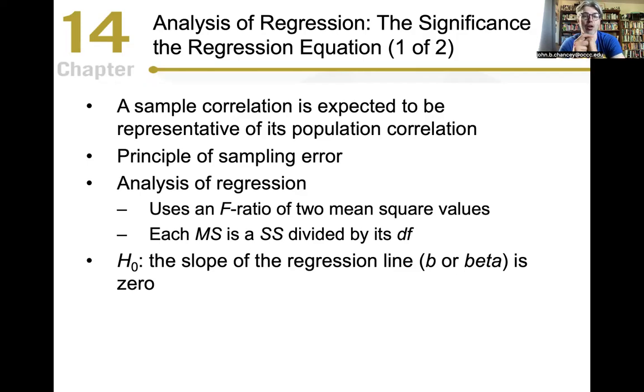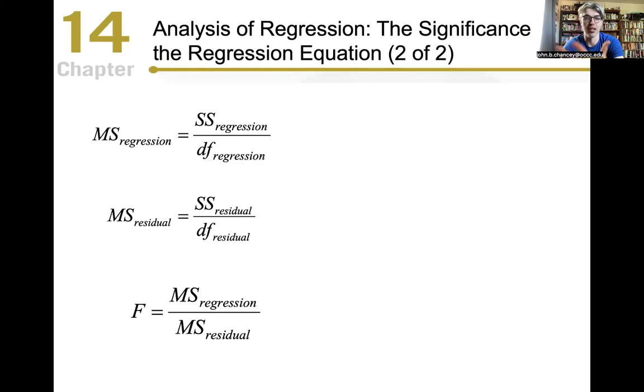So we're analyzing our regression using an F ratio like we did with our ANOVA. And our mean squared is simply our sum of squares divided by its degrees of freedom. What we're saying with our regression line in terms of our prediction, the null hypothesis says the slope of the equation, or B in this case, is going to be equal to 0. They're not going to affect each other.